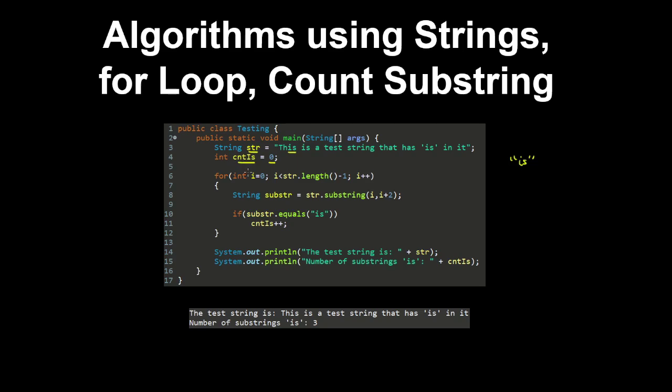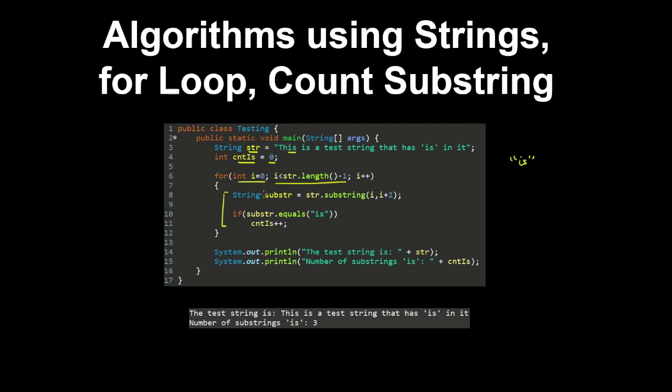And then using the for loop, we have our initialization, where i is set to 0. And in this Boolean expression, we check if i is less than the length of the string minus 1. And if that's true, then these code statements are executed.